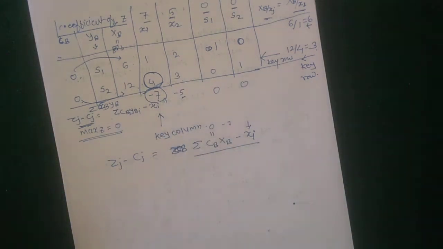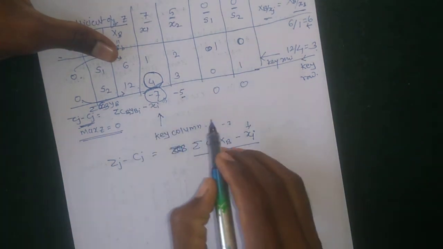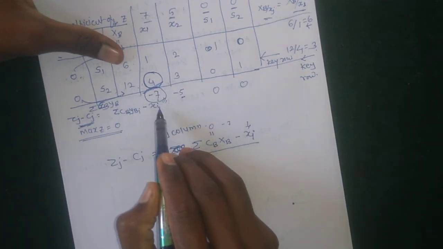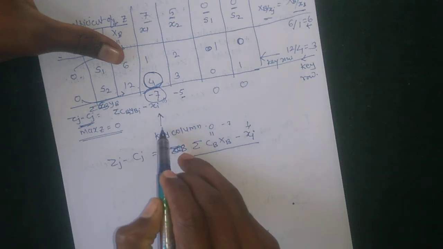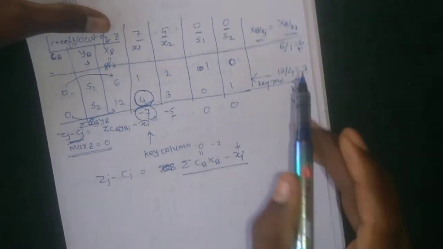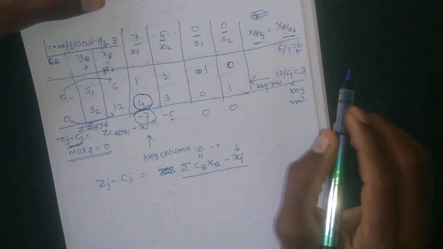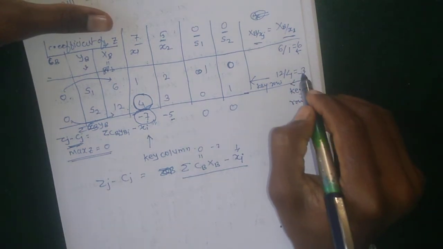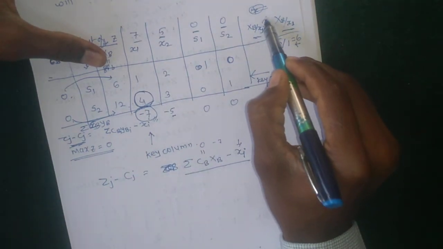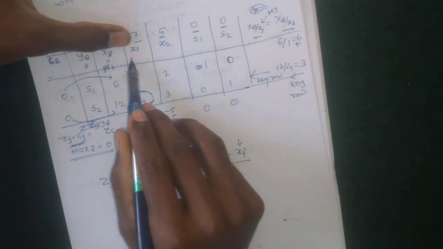So firstly select the most negative Zj minus Cj. This 7 is the most negative element, and therefore select this as the key column. This is the key column, and now to find the key row. How do we select the key row? For the key row we select the smallest number. So here xb divided by xj, where xj is chosen from the key column. Here x1 is the key column.